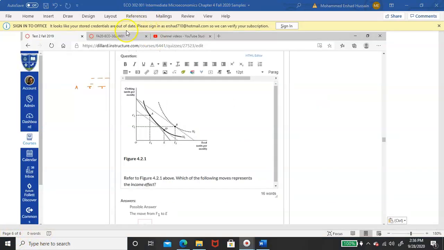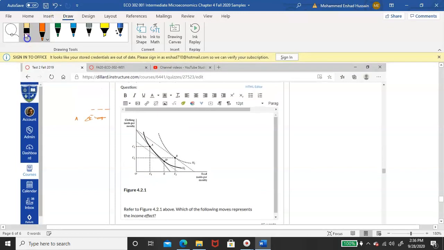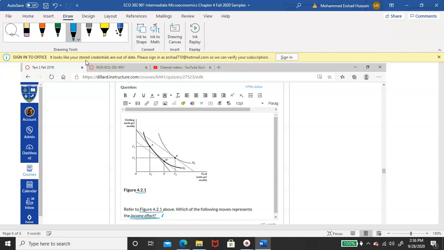So let us continue with our review. So here we have, let me see if I can erase this. Okay, so this is the problem, and in this problem they are giving us this graph, figure 4.2.1, and asking: which of the following moves represent the income effect? They want us to find the income effect from here. So let us see what is going on.